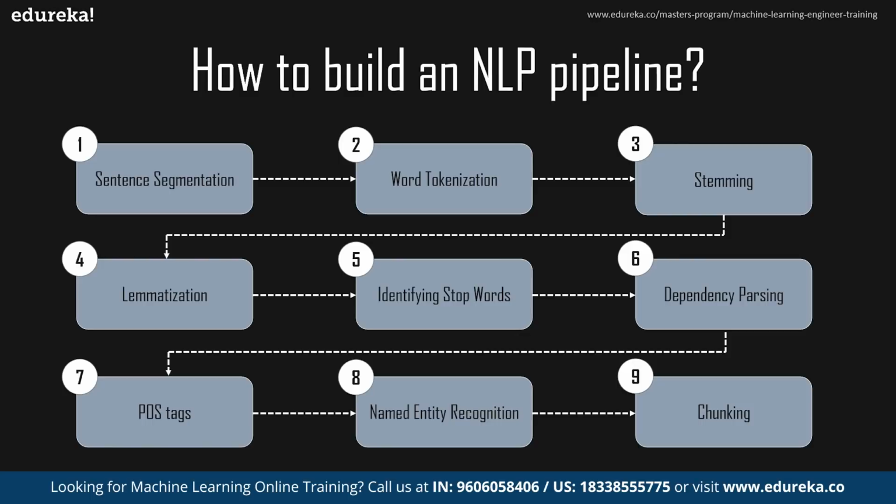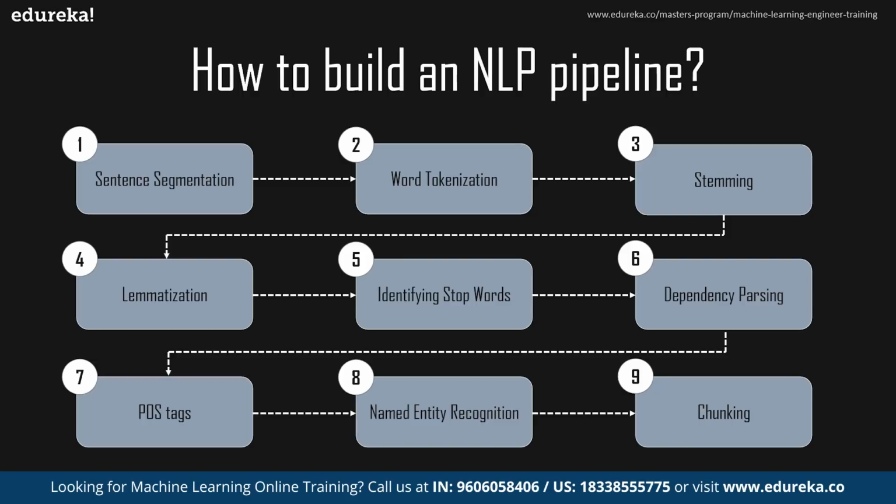The third step is stemming. Stemming is used to normalize words into their base form or root form. For example, celebrates, celebrated, and celebrating. All these words originate from a single root word, celebrate. The big problem with stemming is that sometimes it produces a root word which may not have any meaning.